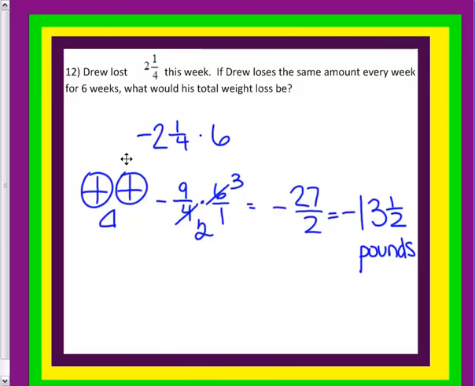Drew lost 2 1/4 pounds this week. So he's 2 1/4. I got to change that to an improper. So 2 times 4 is 8, plus 1 is 9, so 9/4, times 6/1. So I'm going to simplify by dividing both by 2. So 9 times 3 is 27, and 2 times 1 is 2. I'm going to make this from an improper to a mixed by dividing 27 into 2, and it happens 13 times with 1/2 left over. So he lost 13.5 pounds.